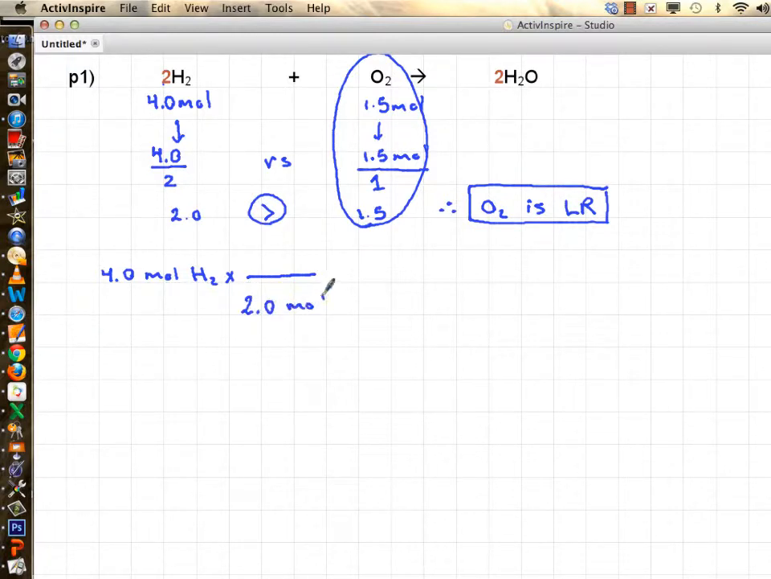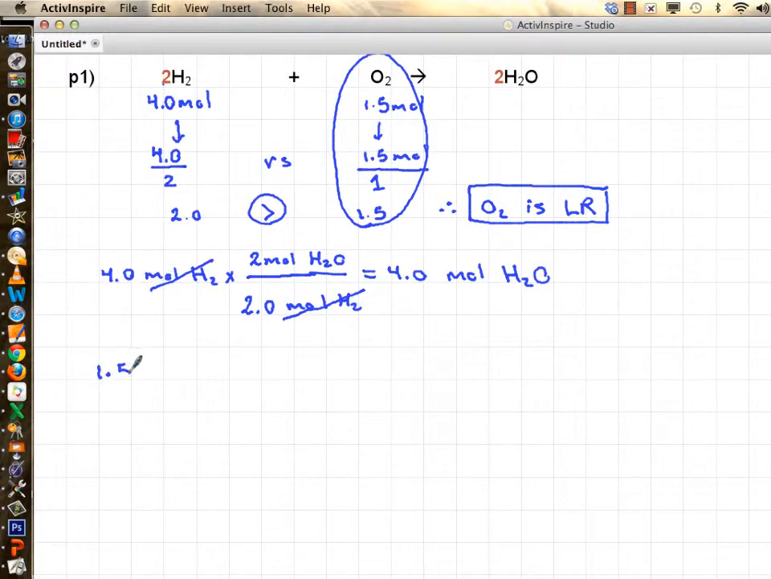So it's okay if you write it as a ratio like that. 2 moles of hydrogen. And I put moles of hydrogen in the denominator because if you have like terms in the numerator and denominator, they cancel each other out. Every 2 moles of hydrogen from the balanced equation produces 2 moles of water, H2O. Now if you multiply the numbers, 4 times 2 is 8, divide by 2, you get 4, so you produce 4 moles of H2O.